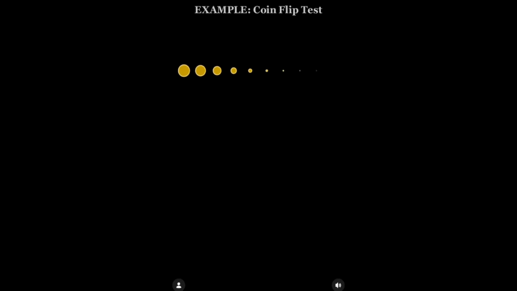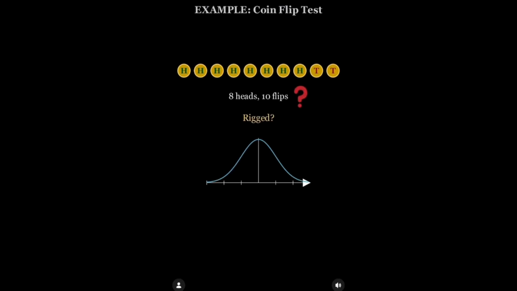Here's an example. You flip a coin 10 times and get 8 heads. Is the coin rigged? The p-value is 0.055, just above 0.05. Not quite surprising enough to call it rigged?